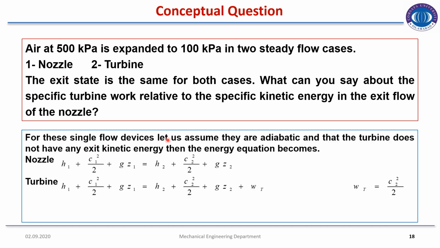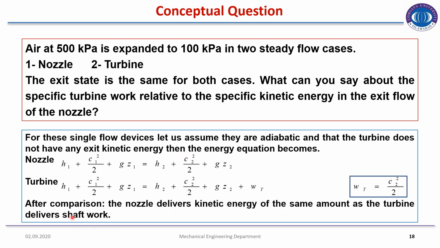For these single flow devices, let us assume that they are adiabatic, so no heat is transferred to the surroundings. The turbine does not have any exit kinetic energy, so the energy equation becomes simpler. For the nozzle the steady flow energy equation is shown, and the second one is for the turbine. After comparison, the nozzle delivers kinetic energy of the same amount as the turbine delivers as shaft work.